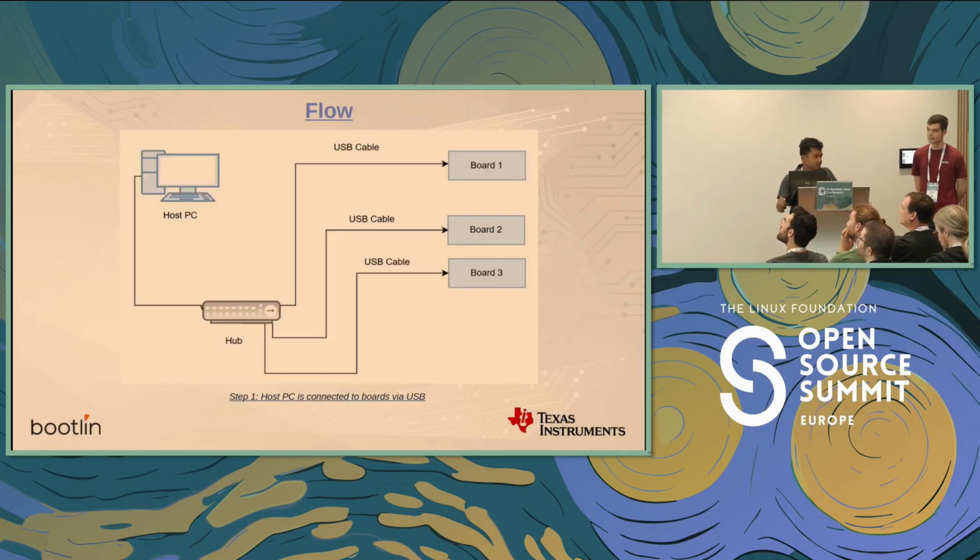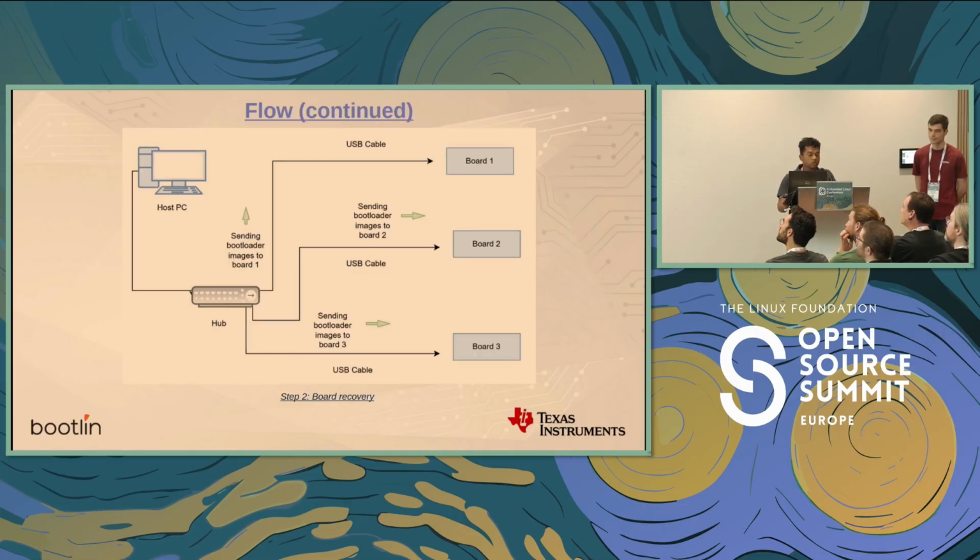So I'll quickly discuss the flow of this tool. In step one, you have all your devices connected to your host PC, and these boards will be in recovery mode, or we can call it DFU mode. In step two, the tool will detect all the devices which are connected to the host PC, and it will recover those boards by sending out the modified bootloader binaries.